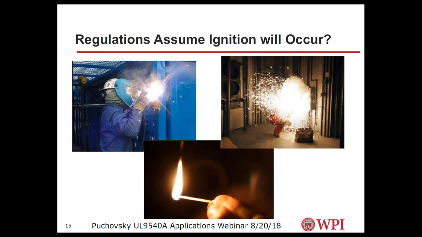It's important to note you ask yourself this question: will ignition occur? If we look at the regulations, the safety measures provided in there really assume that you're going to have ignition, that you're igniting whatever fuel source is going to be in that building. The building code, the regulation, wants to provide provisions around the fact that you're going to have ignition, and what do you do about that to provide an acceptable level of safety? Okay, so the regulations, for the most part, assume that ignition will occur. Next slide.